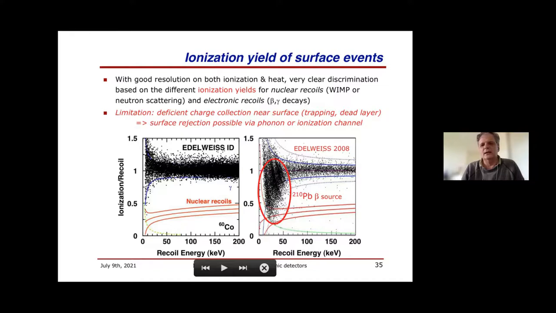And here you can check that by putting a beta source close to your detector, and you see that your electron recoils, these are producing electron recoils, but they are degraded because they are coming on the surface where your detector doesn't work well. The charge collection is poor because you're in the bad region.